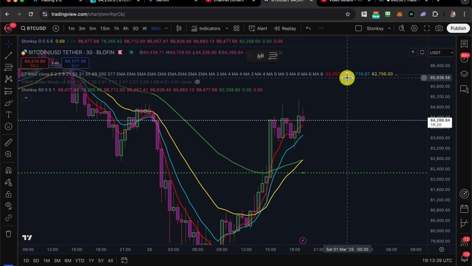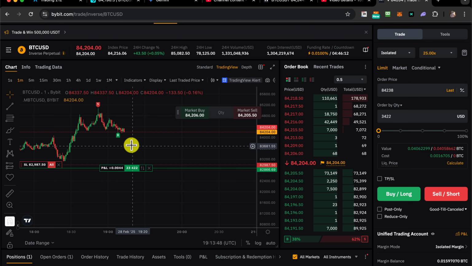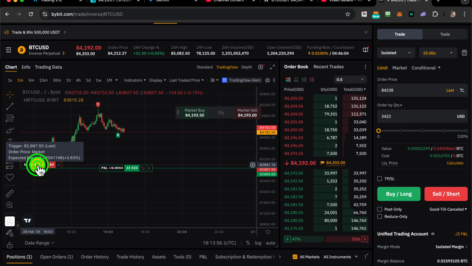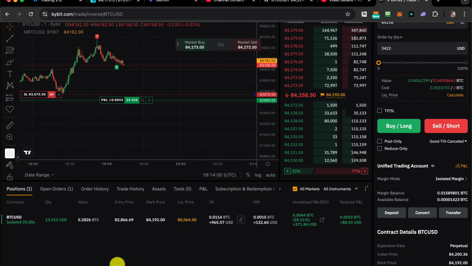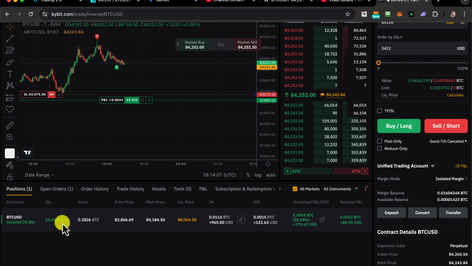Okay, well, what actually happened was that candle did go red and it did pull back a bit, and I think my order filled. Yeah, it did. So that actually bought at that level there. Right, well, that's interesting. I like that. So my stop loss is still in profit. That's good. Now the position size should be larger. Yeah, it is, it's $23,422. That's great.